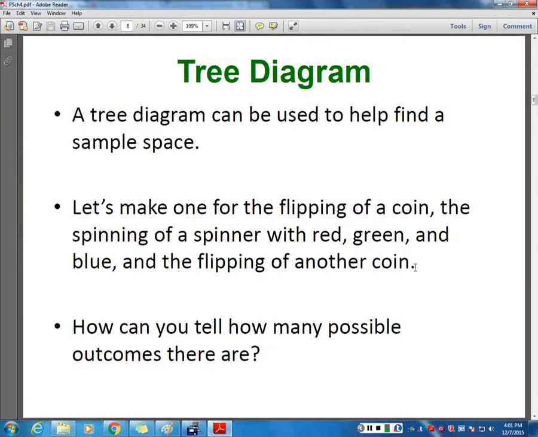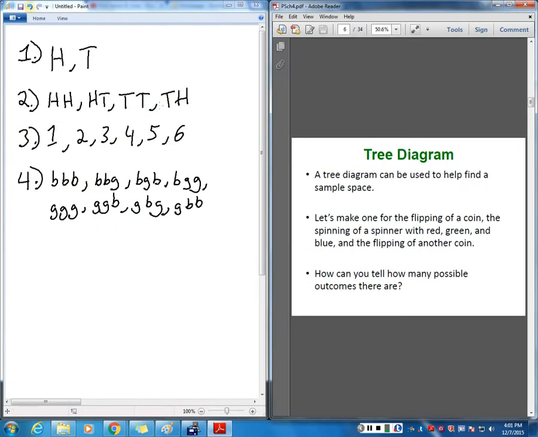A tree diagram can also be used to help find a sample space or all the possible outcomes. Now, let's say you're at a party, and at this wonderful math party, you're going to play a math game. And in this game, you flip a coin, and then you spin a spinner with red, green, or blue, and then you flip another coin. Well, how can you tell how many possible outcomes there are? Well, let's make a tree diagram and see.